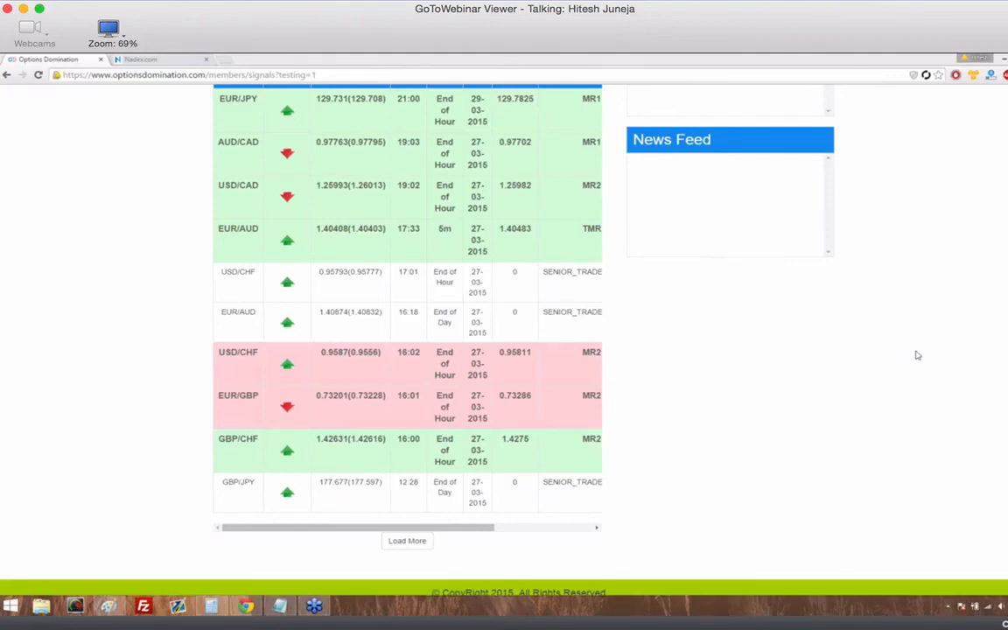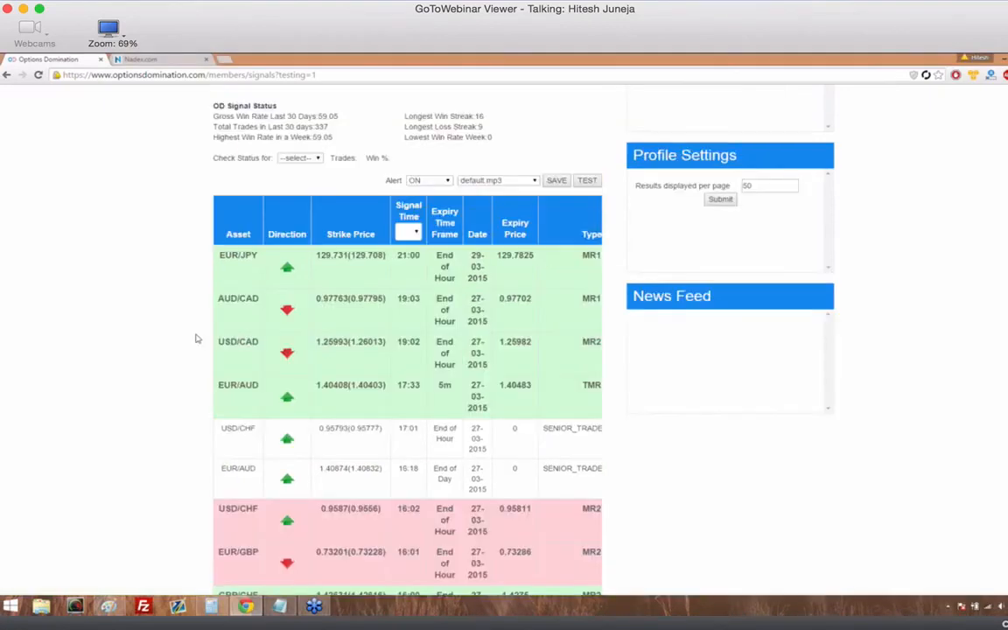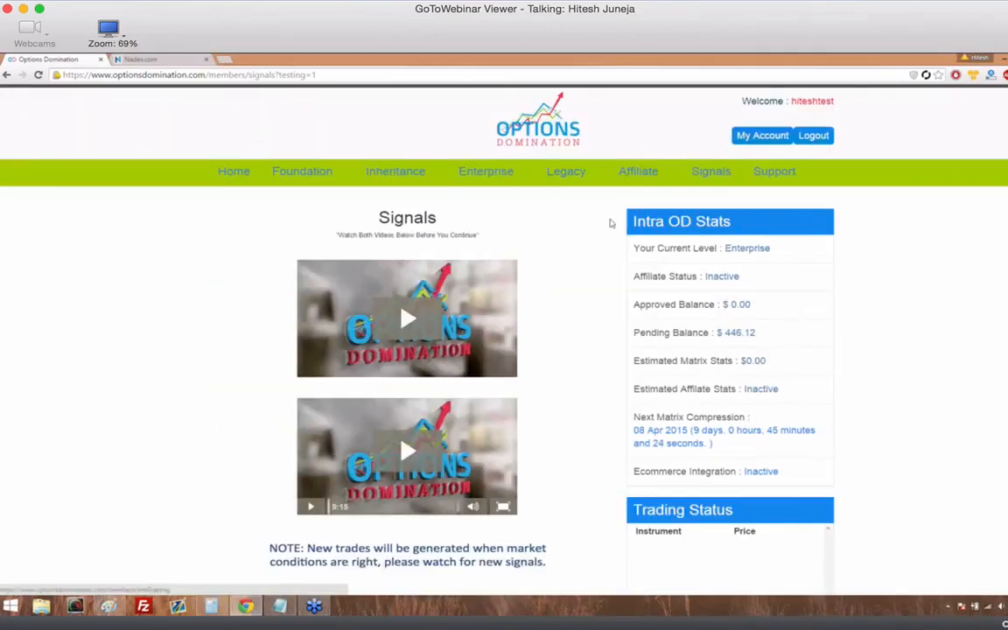So starting tomorrow, Monday, you will be able to log into your back office, go to Legacy or Enterprise, go to the live trading, and you will be able to start taking some live trades on there as well with our traders. Okay, so all of this stuff is coming.